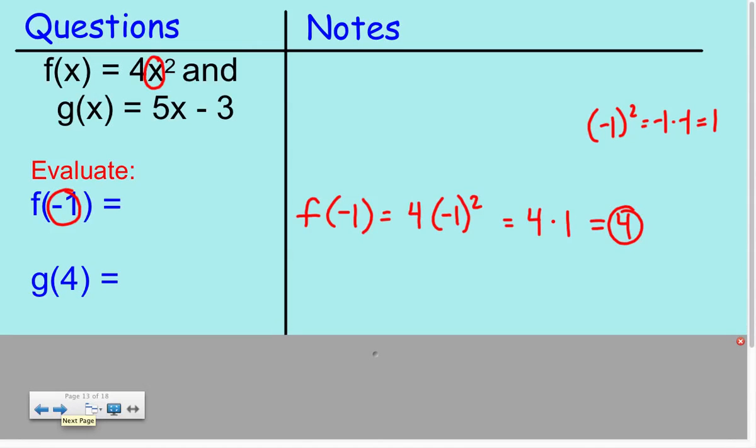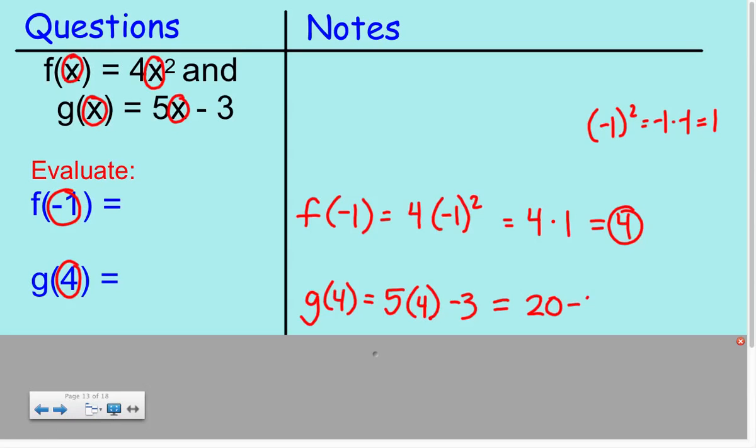g of 4. So I'm going to take my 4 and plug it into my variable. g of 4 equals 5 times 4 minus 3. So really you'll notice we're plugging that number into both the x's in the problem, but really what you're trying to get is one number for your answer. 5 times 4 is 20. 20 minus 3 is 17.